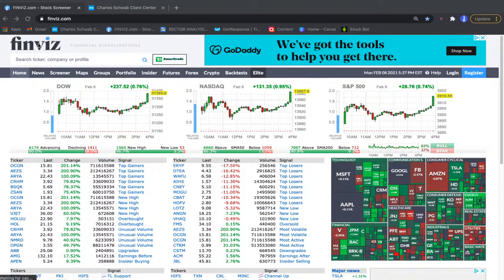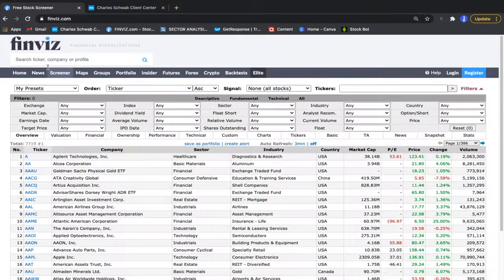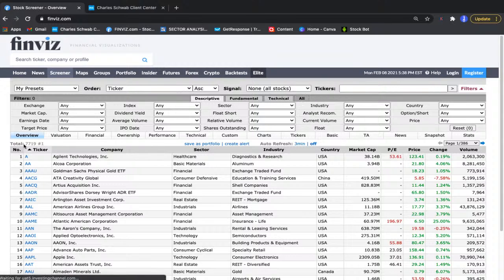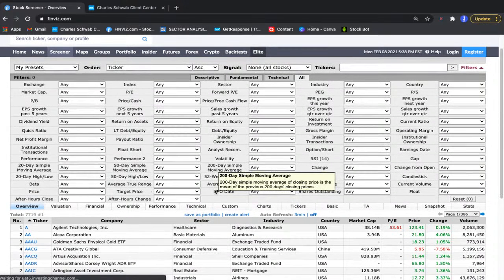Just wanted to bring you a little screen tips that I have put together that I use on a daily basis to narrow down the huge list of stocks that there is to pick from. So really, you're just shopping, and with just six filters, I can narrow down a list of 7,719 stocks down to something of a couple dozen, maybe 50. We'll see here in a second.